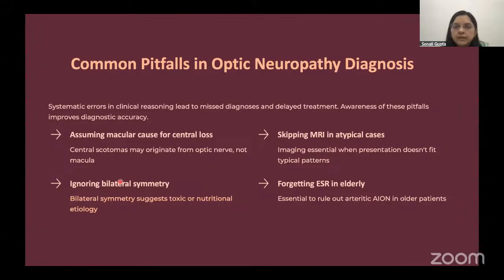Ignoring whether it is bilateral or unilateral, and forgetting to get ESR in the elderly. Although giant cell arteritis is less common in the Asian population, still, if it is there, it can be life threatening. So we do need to keep it in mind always.